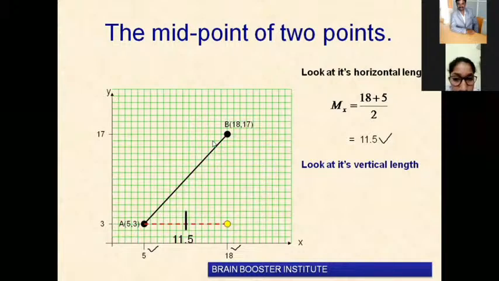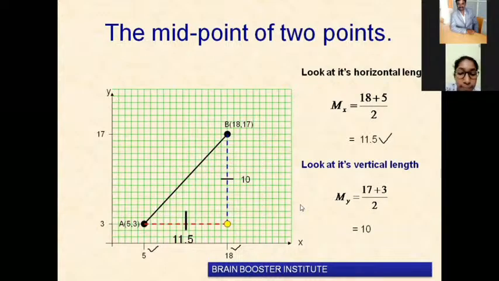And next, look at this vertical length now. Let us draw the blue line. Now let us find the midpoint of these two. The y coordinates are 17 and 3. Like that, its average is nothing but 17 plus 3 by 2, which is 10. Is it? Yes, sir.